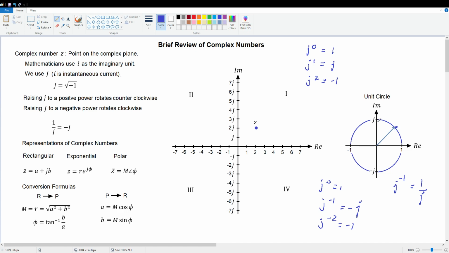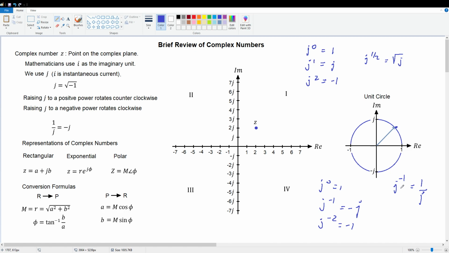Now, we can also raise J to fractional powers. For example, J to the 1/2 power, same thing as the square root of J. What would that be? Well, if J to the first power rotates us by 90 degrees counterclockwise, this would rotate us halfway. It would take us to 45 degrees with a length of 1. And using this characteristic, we can find any real number of rotation on this circle by raising J to the appropriate power, either positive or negative.